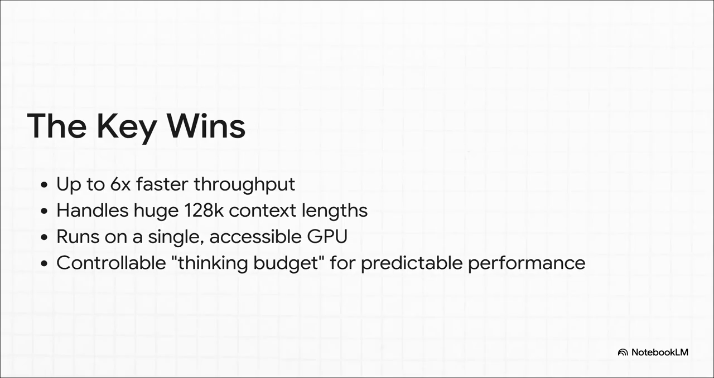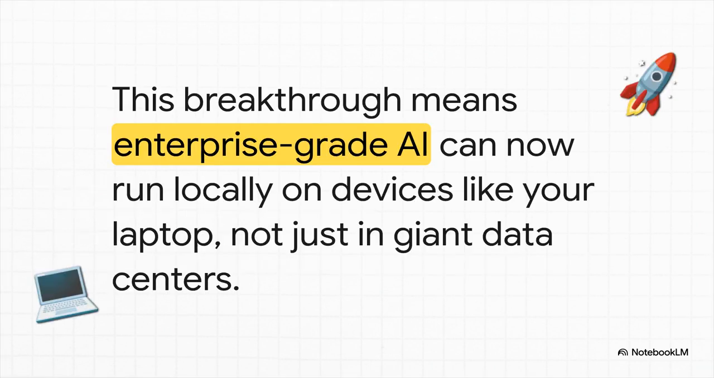So let's just recap the big wins here. You get that massive speed boost. You get the ability to process enormous 128,000 token contexts. That's like a whole novel in one go. And here's the kicker. It can do all this on a single, pretty accessible Nvidia GPU. It even has this cool feature that lets you set a thinking budget, so its performance is always predictable and real-time.